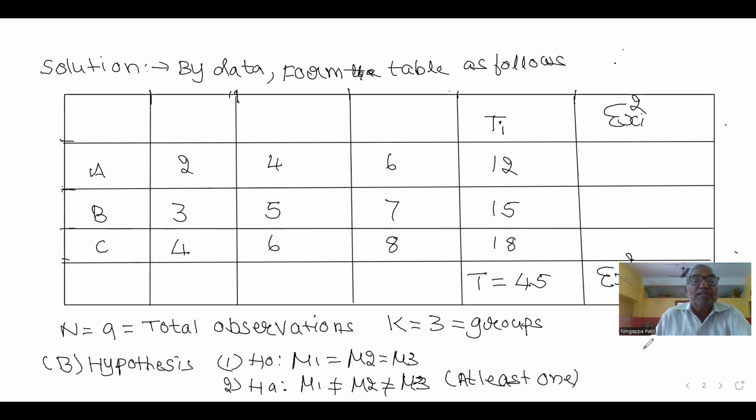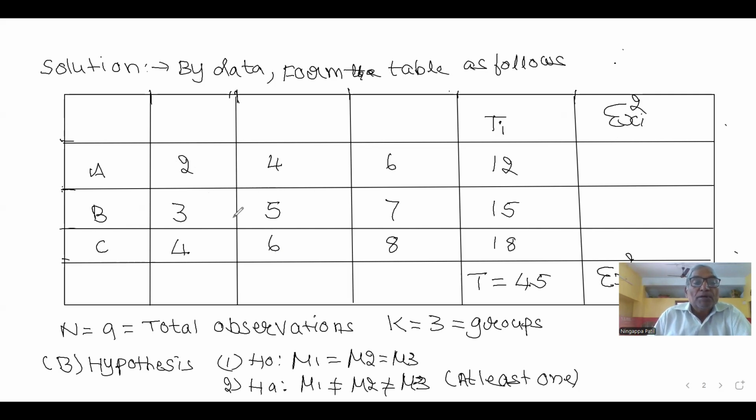Solution. By the data, you plot the table as follows. Look here, A given in horizontal way, you take it in vertical way. A's values are 2, 4, 6, B's values are 3, 5, 7, and C's values are 4, 6, 8. Ti means the sum of all A values: 2 plus 4 plus 6 equal to 12. One more column you take, that is summation of xi square. I will tell you how to get the summation of xi square value from the calculator itself, no necessary to do it.